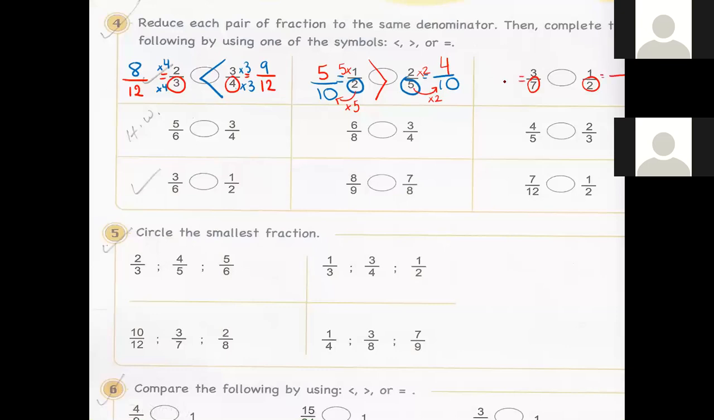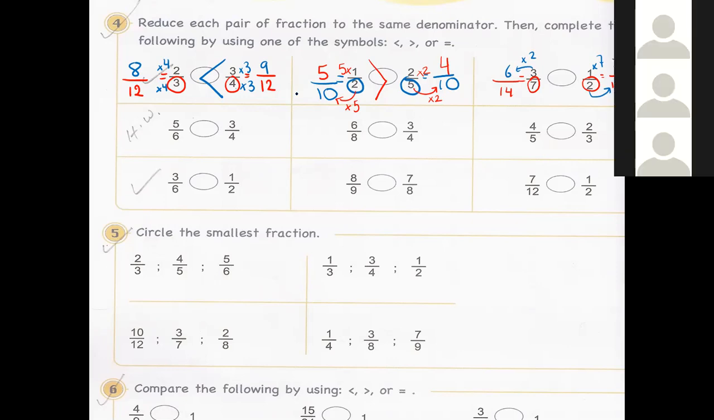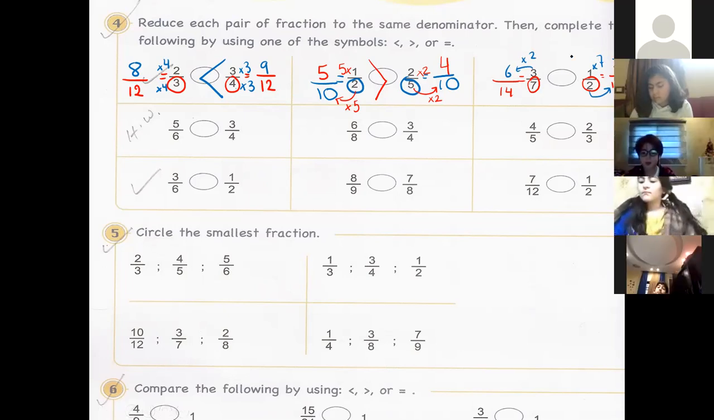Now we: 7 times 2 gives us 14. And 2 times 7 gives us 14. 2 times which number equals 14? 7. 1 times 7? 7. Compare 6 over 14 or 7 over 14? 7 over 14 is the biggest. Bravo, Batul. Thank you.